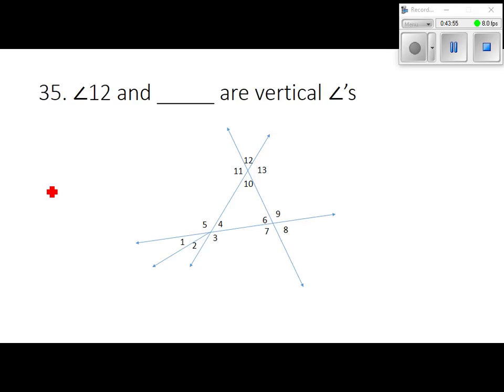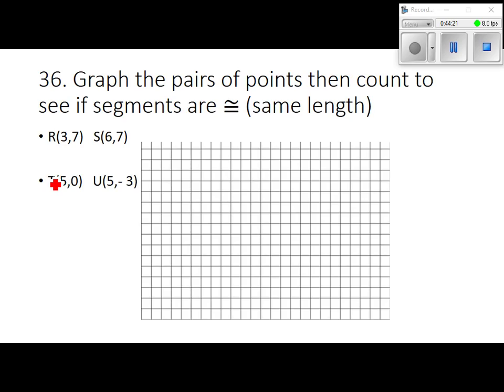Number 35, angle 12, and what angles are vertical angles? Remember, vertical angles are the ones that are across from each other when you have two lines. So if that's angle 12 right there, we want the angle that's across from it, which would be angle 10. If I just wrote this down, that's wrong. Gotta have your angle symbol. That's your answer. Angle 10. If we're looking at angle 9, angle 7 would be the vertical angle for it.